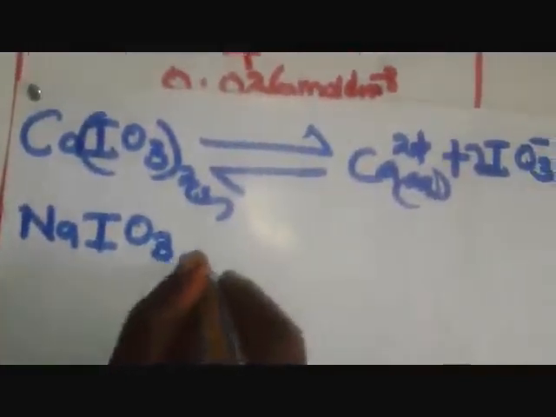This one is fully soluble, so we use a full arrow. These ones are reversible arrows because there is an equilibrium here. So we have sodium ions, plus iodate ions. Remember now we have 2 salts. This is the sparingly soluble salt, and this is the soluble salt.